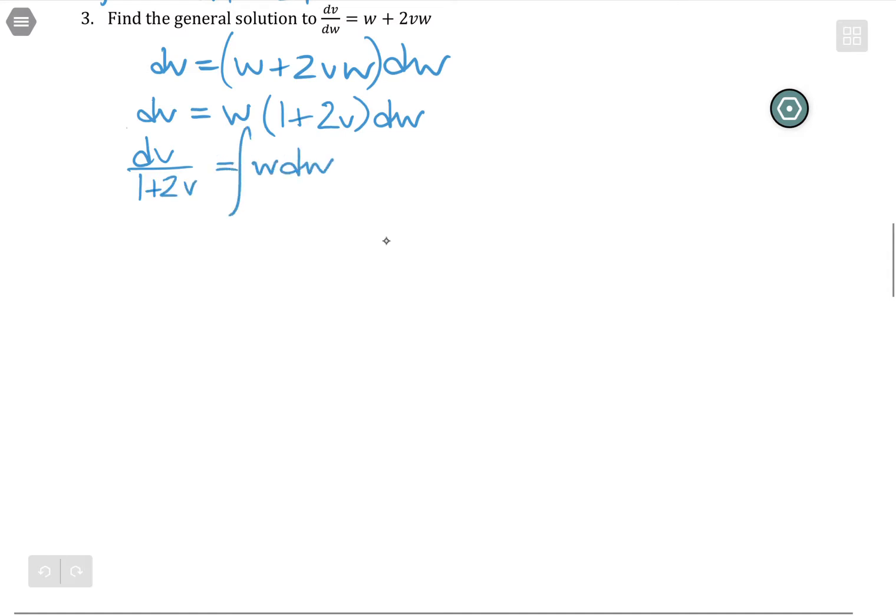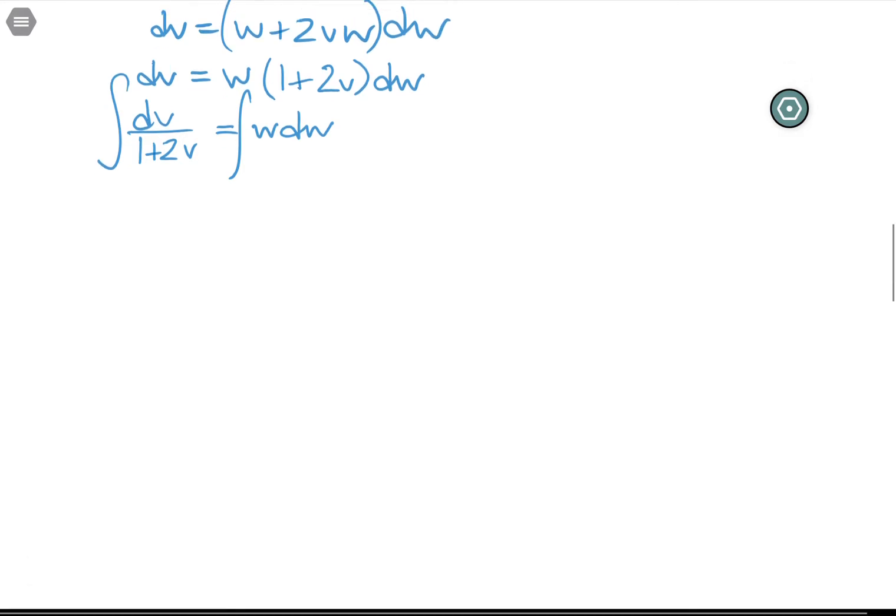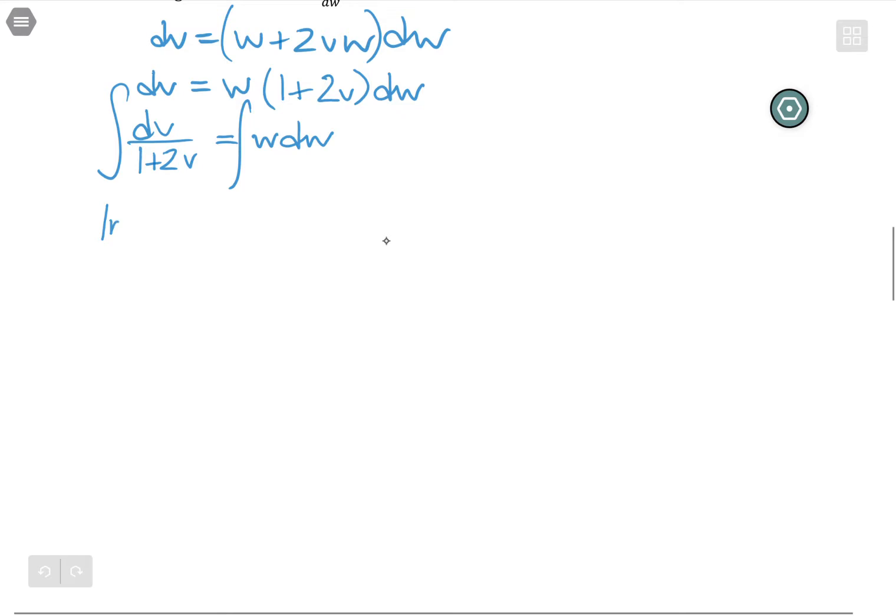Okay. And then we can integrate. The antiderivative of 1 plus 2v, again, if these get a little tricky and you're worried you're going to make mistakes, you can substitute that out. You would let u equal 1 plus 2v. I also think it's okay to guess and check yourself out of that one at this point.